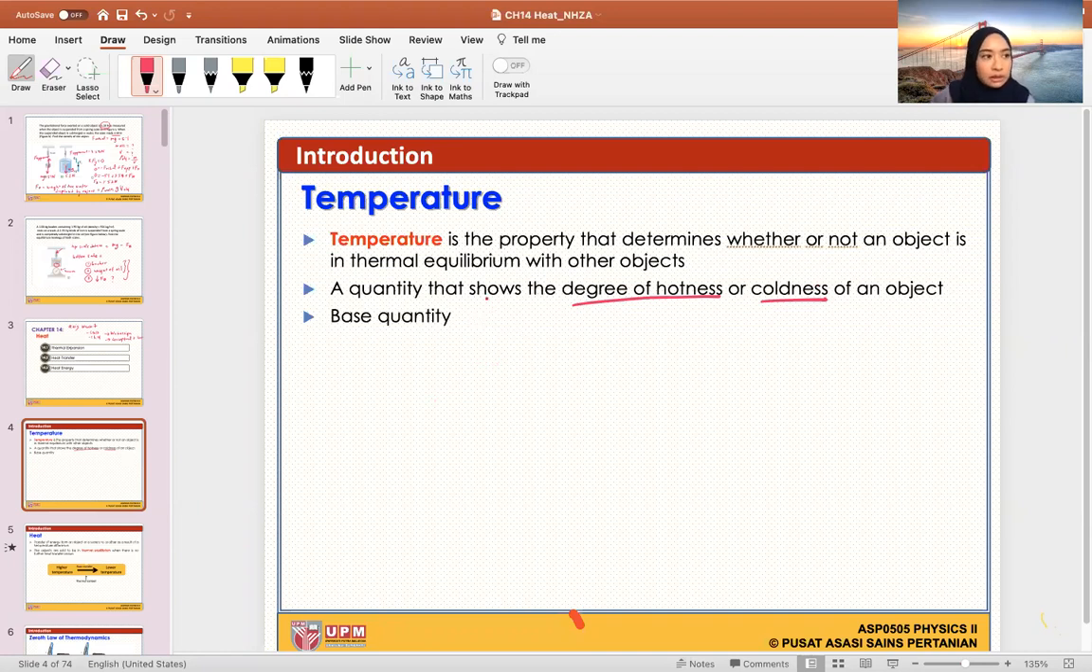It's a base quantity. It's not a derived quantity. If you guys still remember, we learned about base quantities in semester 1, such as meter, which is length, temperature is one of it. Contoh derived quantities is like velocity, meter per second, acceleration, meter per second squared, benda yang ada gabungan meter dengan time, right? Length with time. So that is a derived quantity. If it is made out of a single quantity, it is called a base quantity. So tu je cara nak ingat dia.